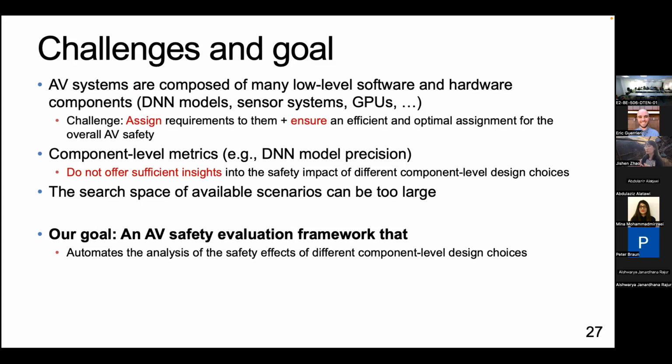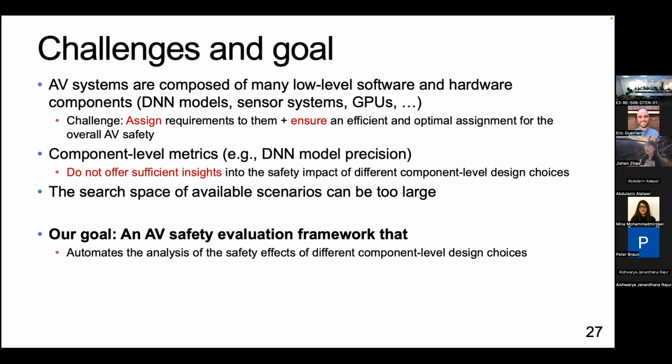So it's hard to orchestrate all those hardware and software components and assign proper requirements to all of them at the same time, to ensure an efficient and optimal assignment for overall AV safety. There are a lot of components there, so how can we make sure the requirements assigned to them, like performance or accuracy, ensure the overall AV safety?